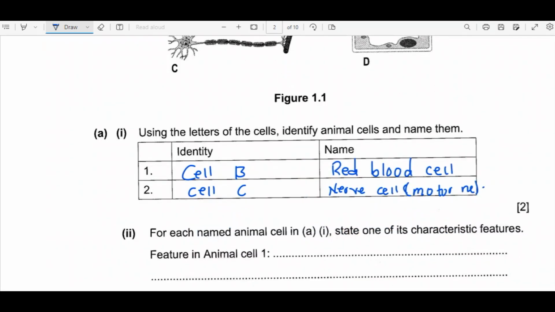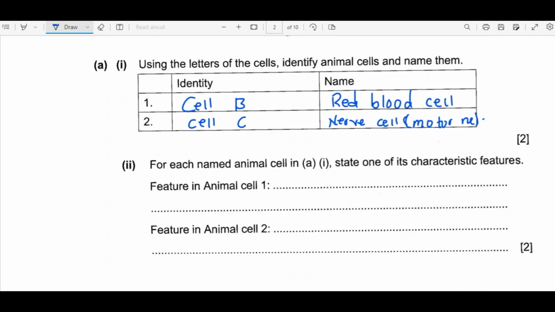Okay, we move on to question 2. For each named cell in A1, state one of its characteristic features. So the characteristic feature is what helps that particular cell to carry out its function. So for the first one, the red blood cell, we can say it has a biconcave shape, to increase a large surface area.